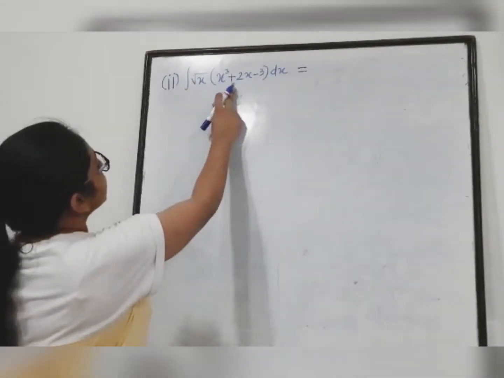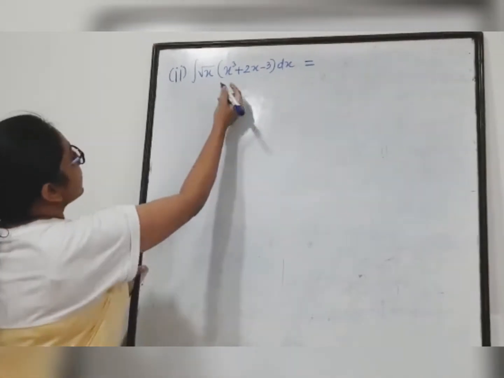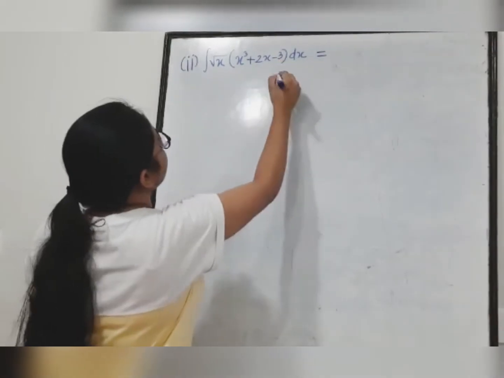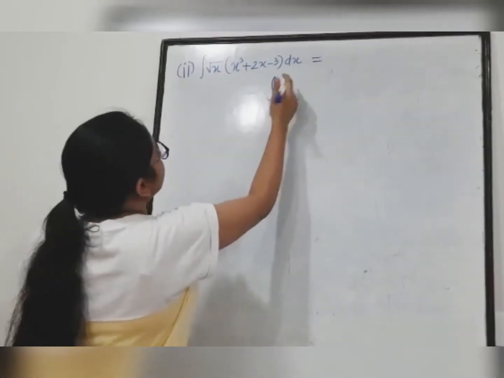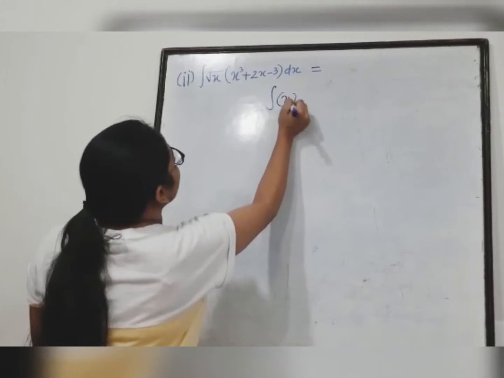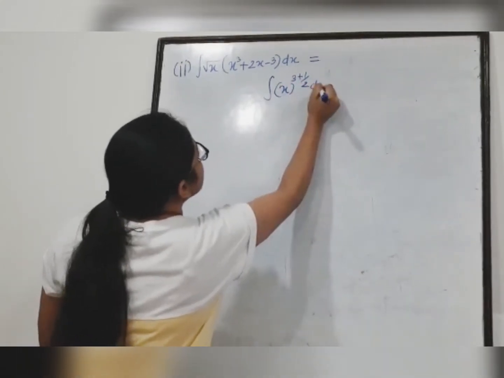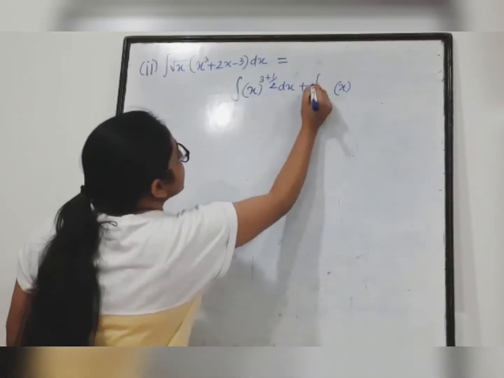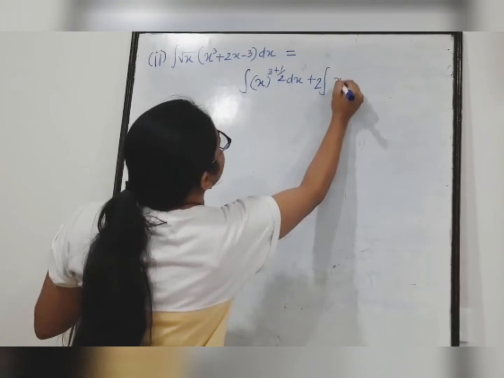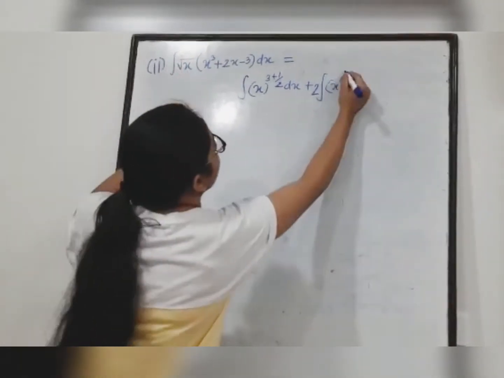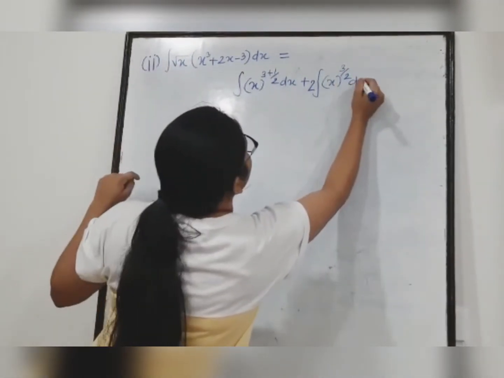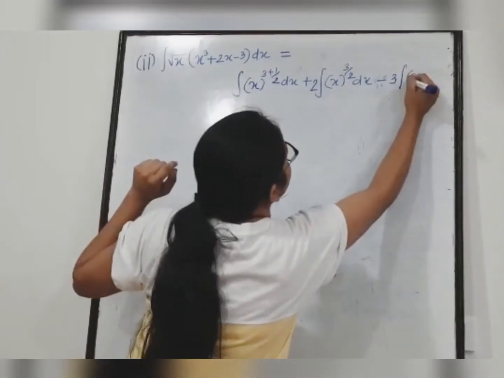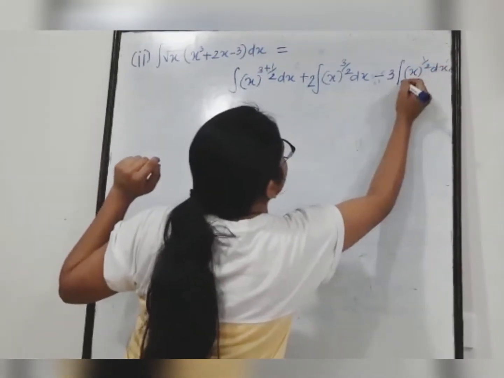Here we can see the function is in brackets and then there is another function, f of x and g of x. So we can simplify this by multiplying this term with all the three terms and writing it individually with the integration sign. So this will be integration of x to the power of 3 plus half dx plus integration of 2x. The 2 can be taken outside because it's a constant, and this will be x to the power of 1 plus half, that is 3 by 2 dx, minus 3, since 3 is constant it can be taken outside, and this will be x to the power of half dx, right?